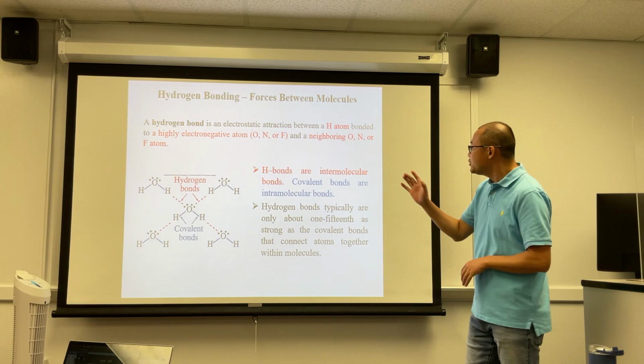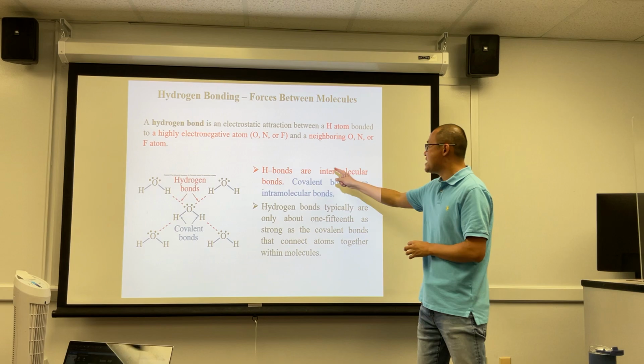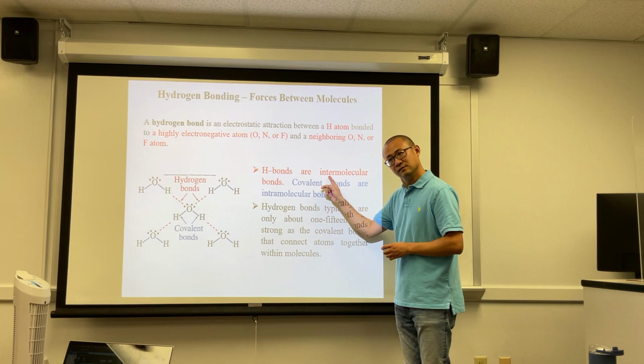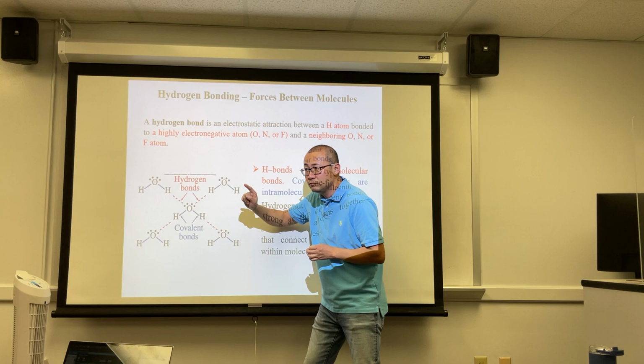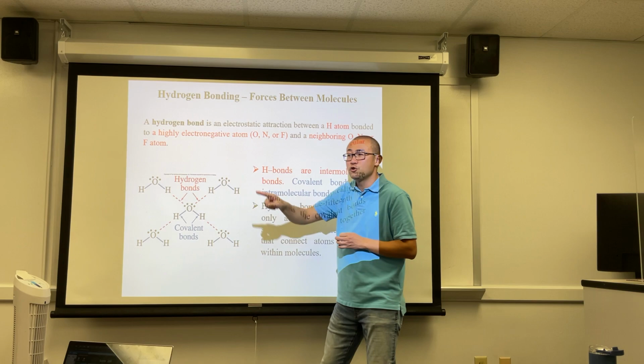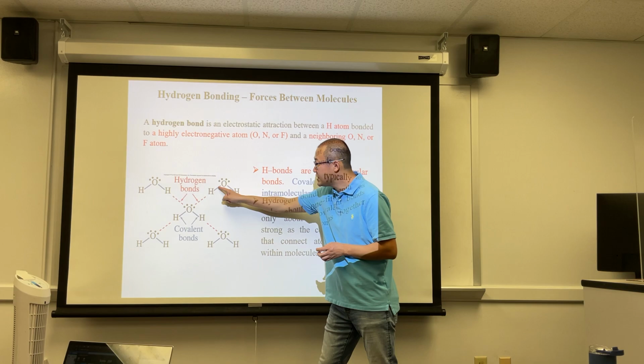Hydrogen bonding is a very strong intermolecular bond. What does inter mean, guys? Between, right? International means what? Between different countries. Intermolecular means what? The bond is between water molecules, not within. That's why here you can take a look. We use what? Dash to represent what? Hydrogen bond. Here, these blue lines are what? Covalent bonds. Is that right?